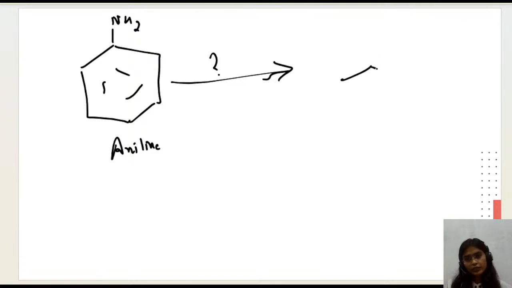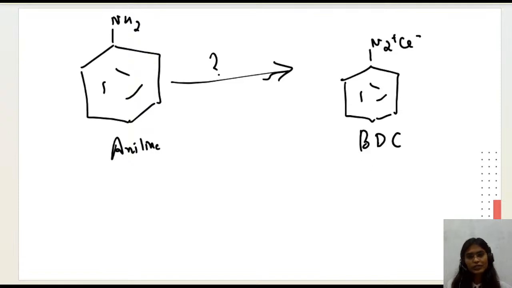If I want benzene diazonium chloride, BDC, that is the short form. Anyone? Do you know the reagent here? Only NaNO3? Because something is really important here. When we form this in our labs, we have to make sure. Okay, NaNO3 and HCl. But one more is the key point here.